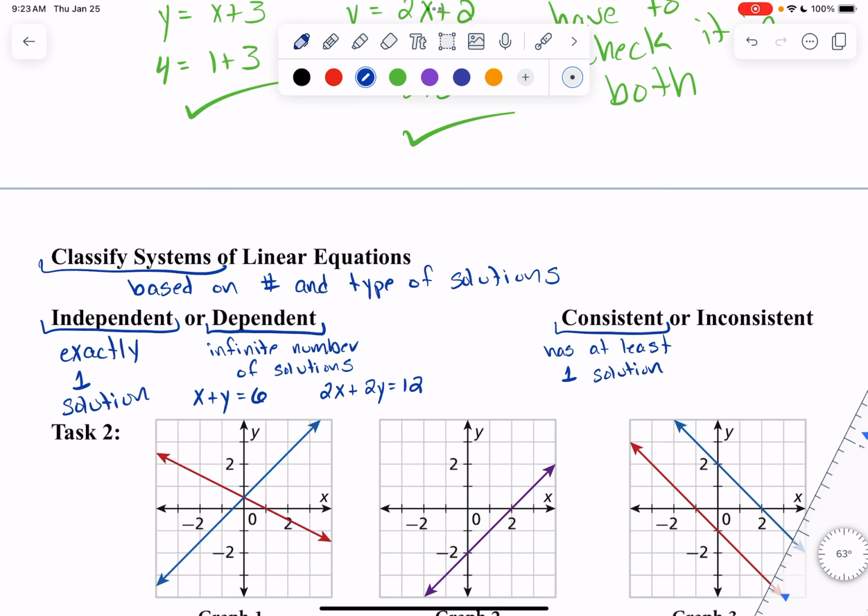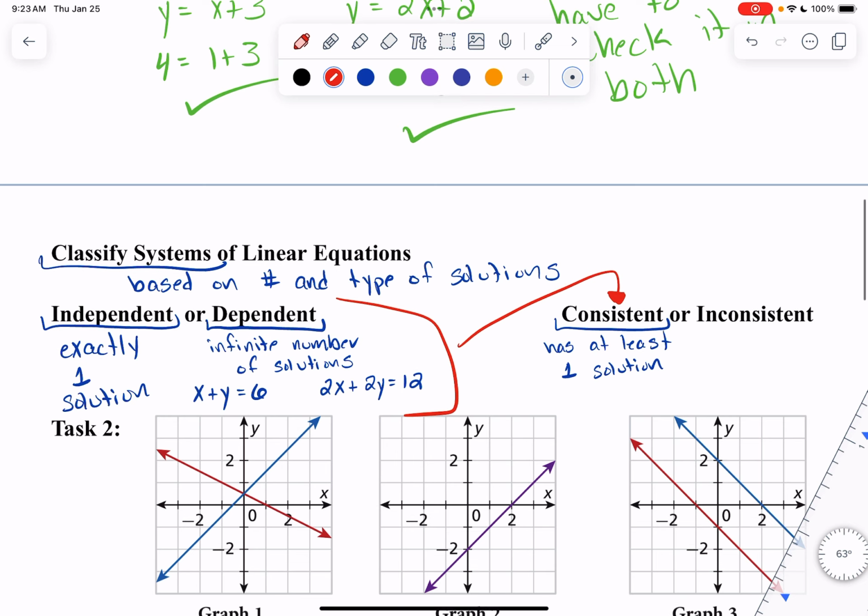So over here, both independent and dependent, both of these are consistent solutions. So if it's independent, it's consistent. If it's dependent, it's consistent because it has at least one solution. So the consistent would be both independent and dependent fall under this.